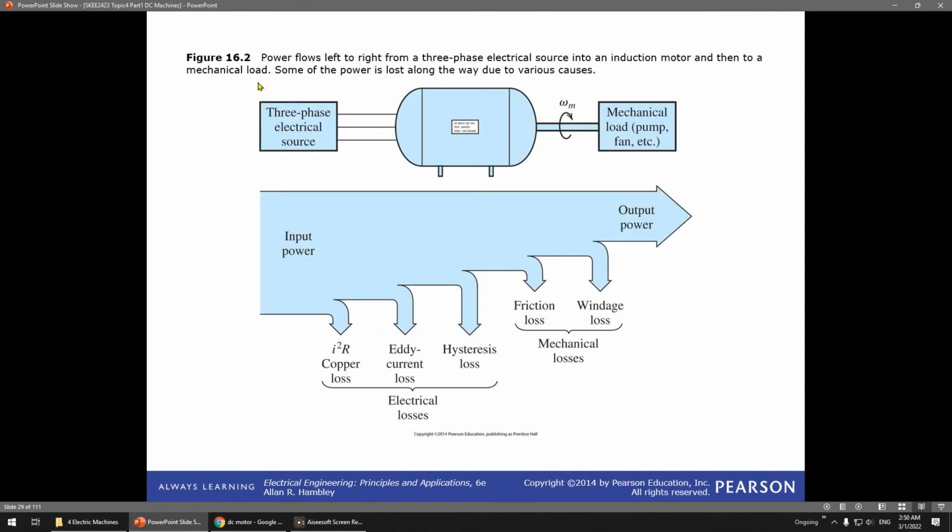This is the power flow, for a three-phase electrical source into an induction machine load, with some power loss around.